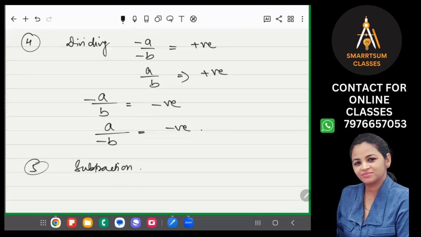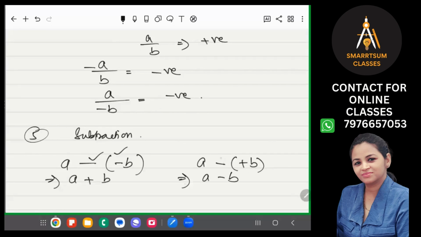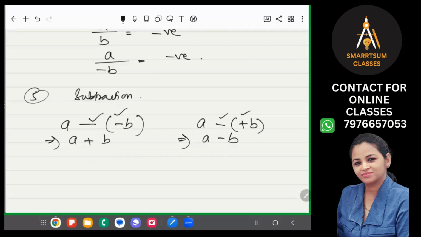Okay. While you are subtracting, what you have to do? You have to simply write down the mathematical expression, and after that you have to follow the same rules of addition. So suppose you are subtracting a minus b, so this will become a plus b. Getting that? So this minus sign will become plus. Is that clear? Similarly, if you are subtracting a minus plus b, then it will remain a minus b. Minus plus will become minus. Similarly, if you are having minus a minus b, then it will be minus a plus b.